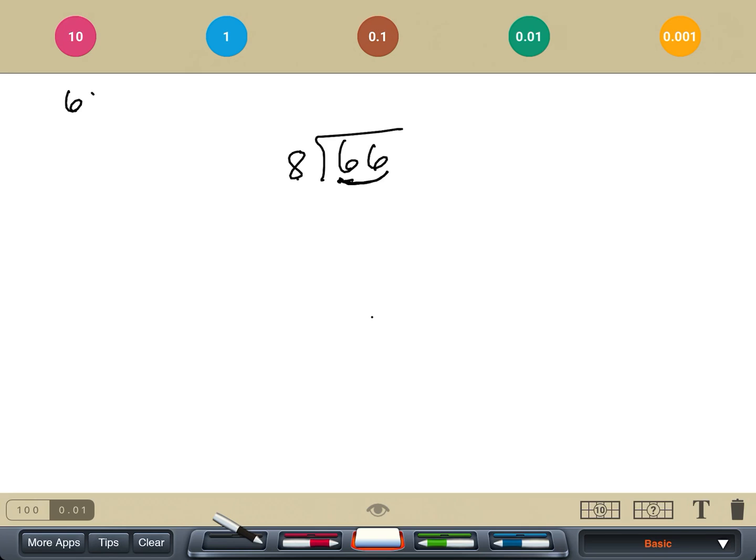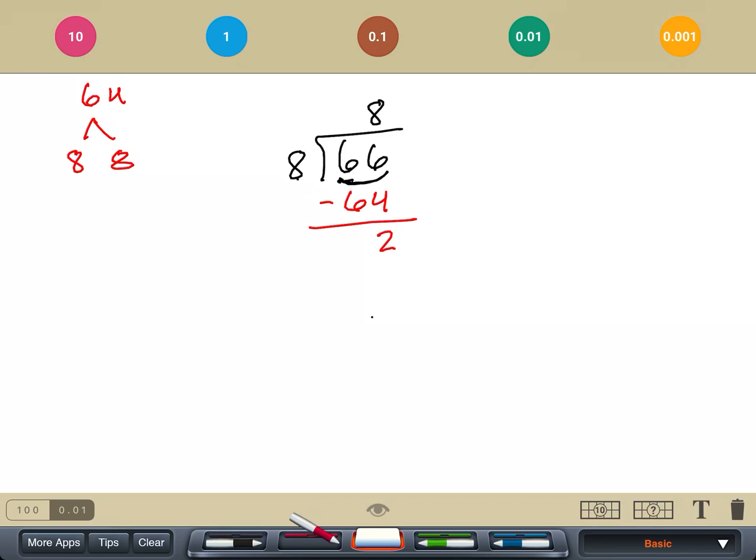In your brain, you should be thinking about 66. What would be pretty close? 8 and something is going to get close to 66 in your number bond. And in my brain, I thought, well, 8 times 8, this is a number bond that I know. So 64 is 8 times 8, and I've used up 64 ones. Of those 66, I only have 2 ones left over.